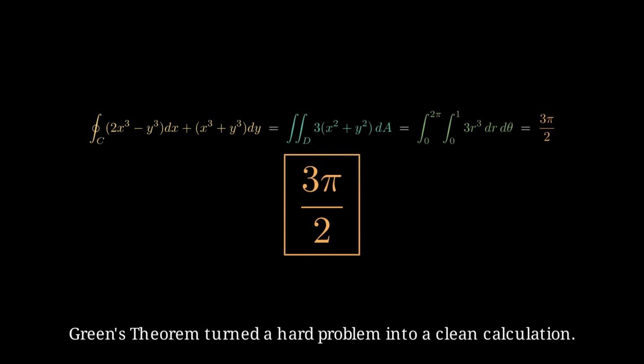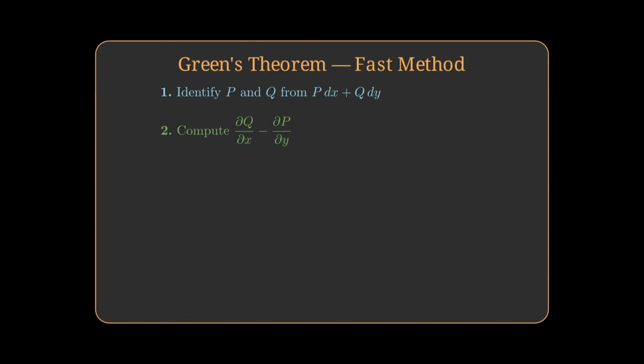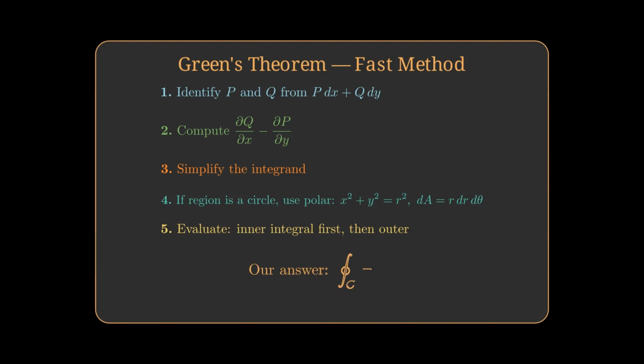Before we close, I want to leave you with something practical. Something you can take with you. Here are the 5 steps every time. Step 1. Identify P and Q. P is next to dx. Q is next to dy. Step 2. Compute partial Q over partial x, and partial P over partial y. These are your two derivatives. Treat the other variable as a constant each time.